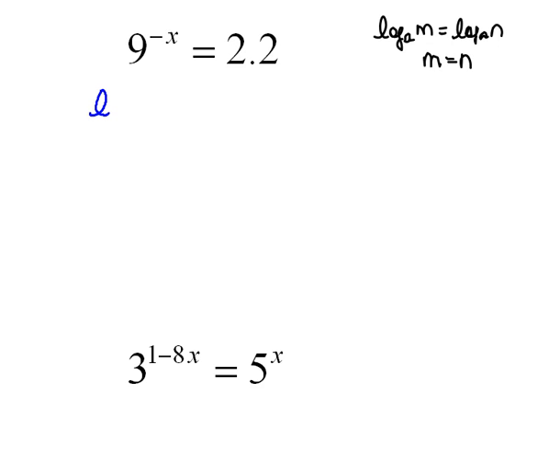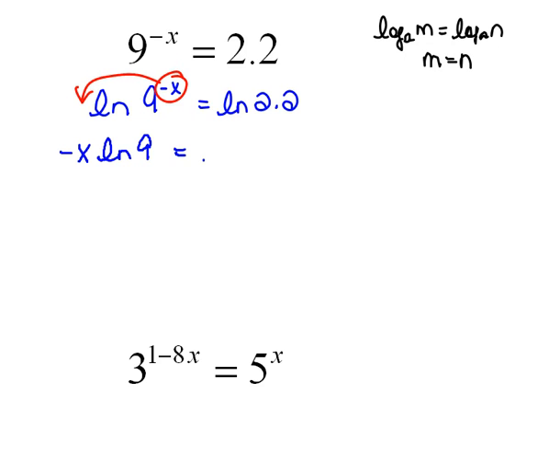I prefer natural log when I'm working, so I'm going to take the natural log of 9 to the negative x equals the natural log of 2.2. Now, because we've introduced logs, all those log rules apply now. So our exponent here can be dropped down in front to make negative x, natural log of 9, equals natural log of 2.2.